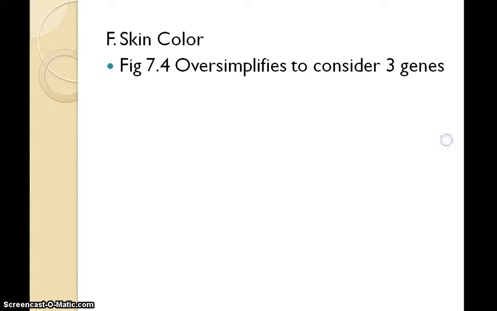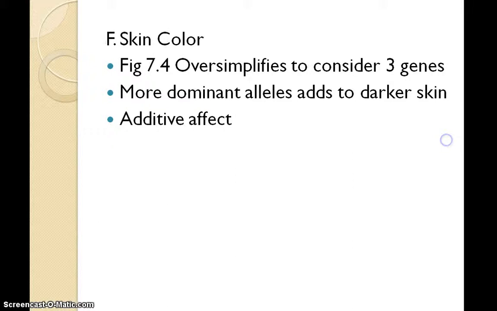Skin color works in a similar way to eye color. Figure 7.4 in your book does also oversimplify skin color, so we can kind of study it. And they're looking at it with only 3 genes in consideration. In your lab, you'll do an example with only 2 genes for skin color. But we're trying to just simplify it so we can understand essentially what's going on. Skin color is also additive. The more dominant alleles you have, the darker your skin color. Again, it is an additive effect.